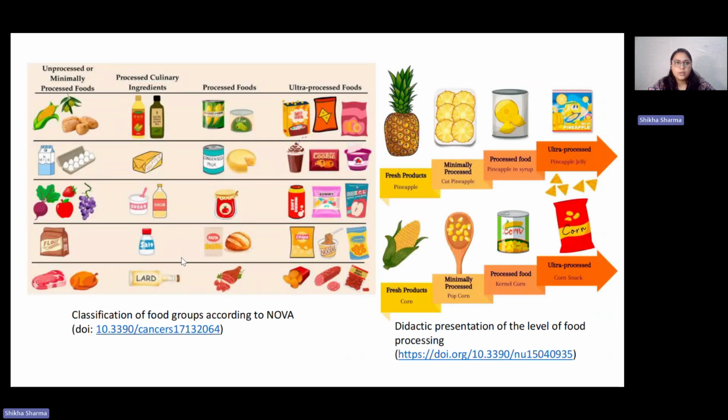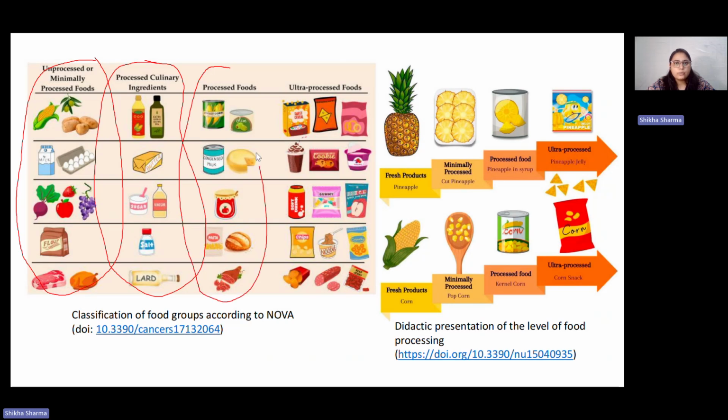So according to the NOVA group, there are different classifications of the food groups. The food groups can be classified basically into different classes: unprocessed or minimally processed food products, then processed culinary ingredients, then processed food products, and then ultra processed food products. So we have these different kinds of food product categories.